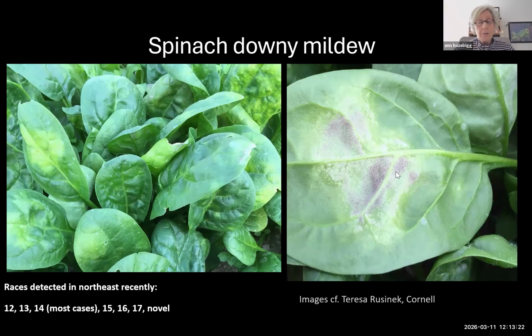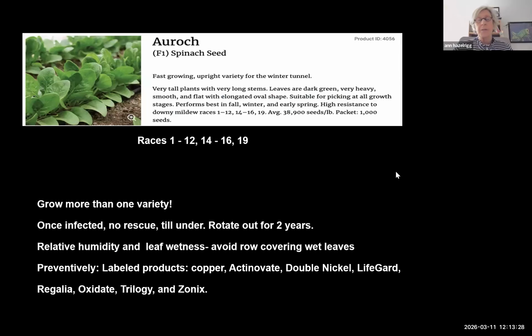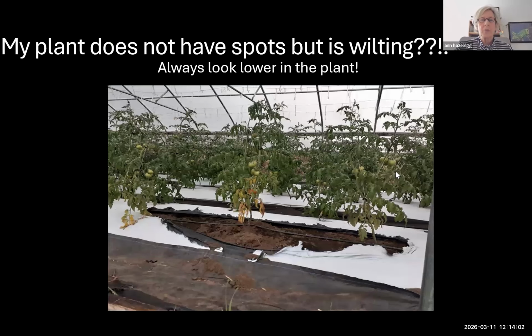And so while all the breeders are trying to breed resistant spinach to this, the pathogen is doing the best to breed too. So for resistant cultivars, get the cultivar that has the most resistance to all those different races. Grow more than one variety, hedge your bets. Once they're infected, there's really no rescue. Chill it under, rotate out, but try to manage relative humidity and leaf wetness, and avoid covering wet leaves. There are some preventatives you can use, lots of organic options. But yeah, it's a tough one to rescue for sure.